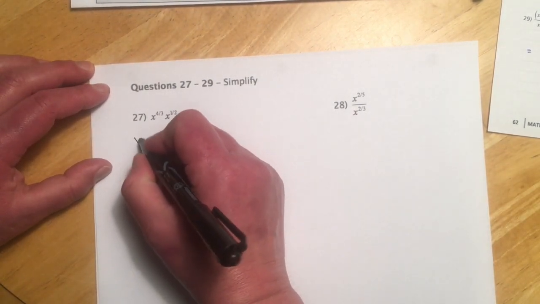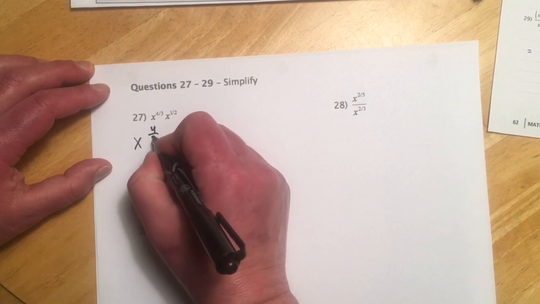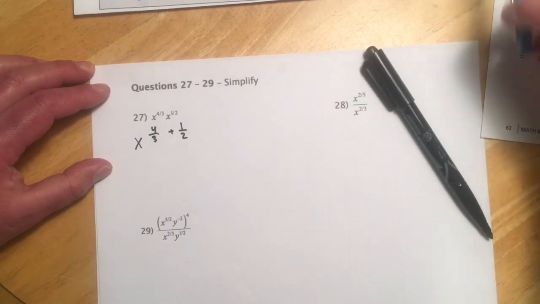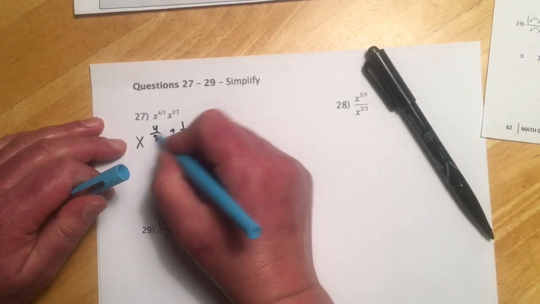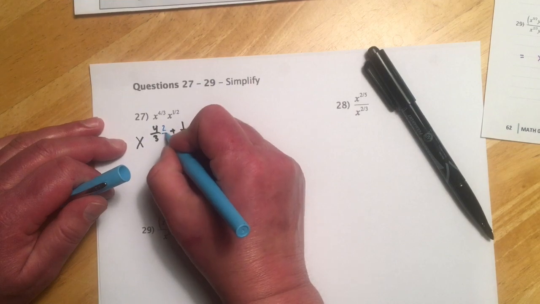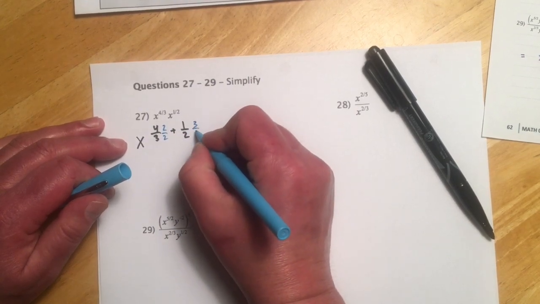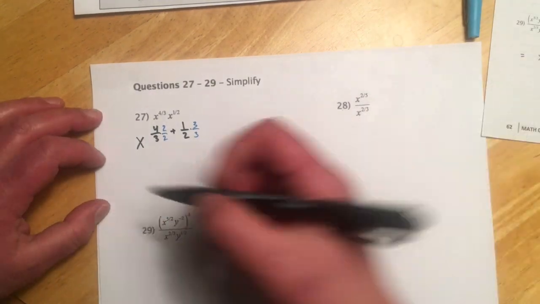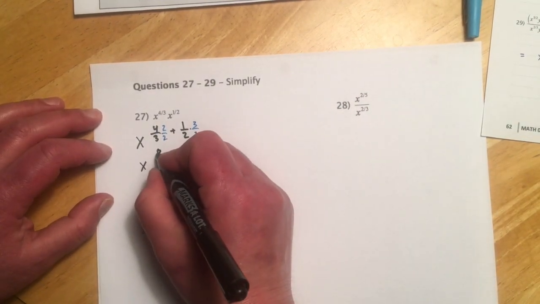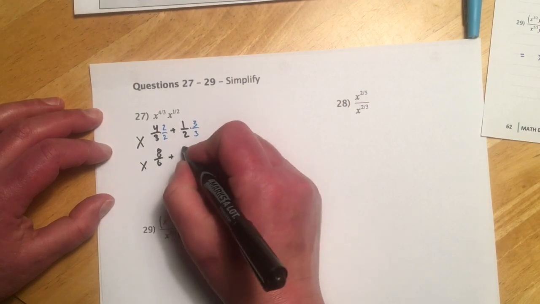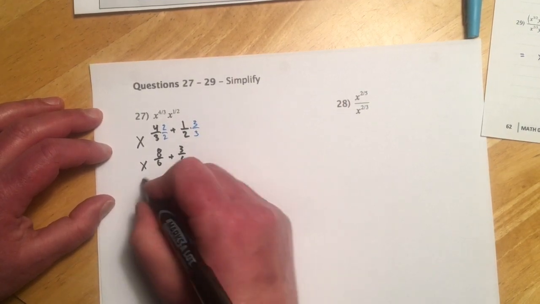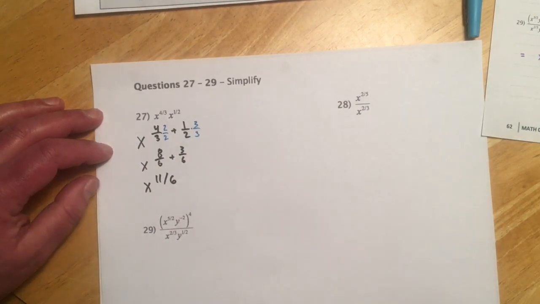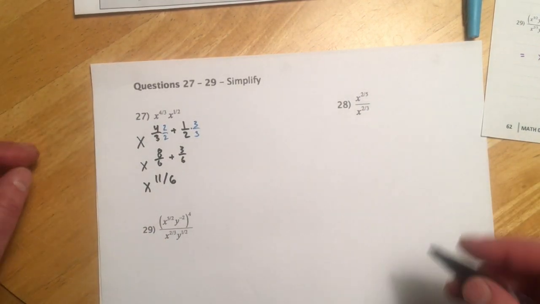So for this one, we'd have x to the 4/3, and there'll be plus 1/2. And so then we need a common denominator because we're adding. So 2/2 right there, and 3/3 right here. So x to the 8/6 plus 3/6. So 8 and 3 makes 11/6, and that would be it.